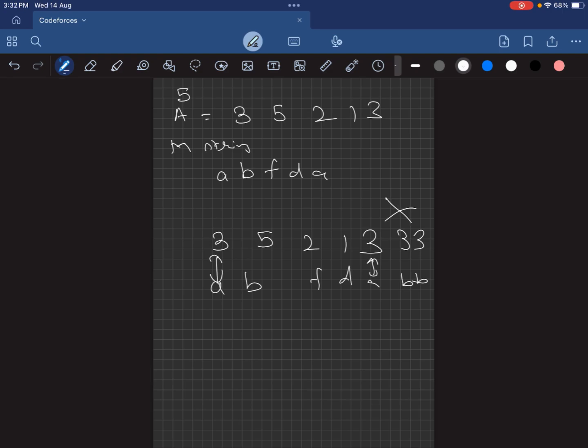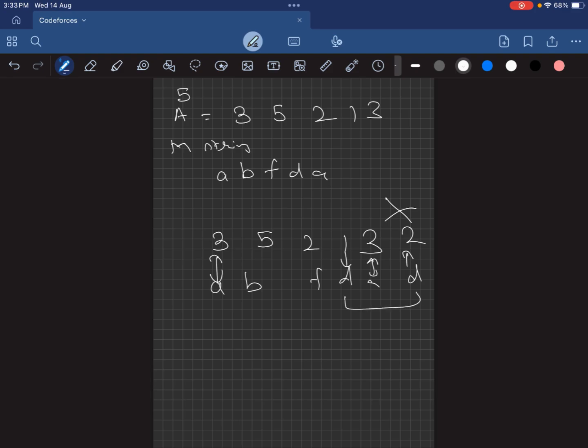If A is corresponding to 3 over here, then it should correspond to 3 throughout the string, not change to another letter. And similarly, we cannot have something like 1 and E. If 1 is corresponding to a letter, the same letter should correspond to the same integer only, not to a different one.